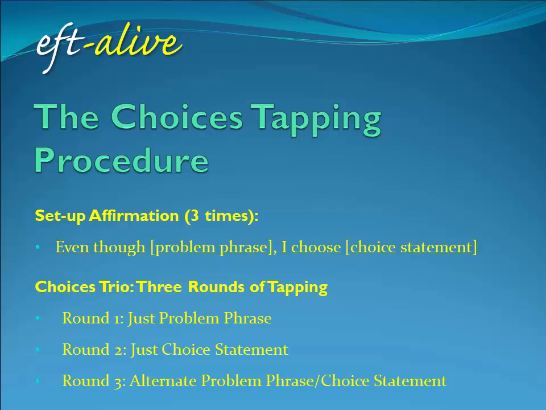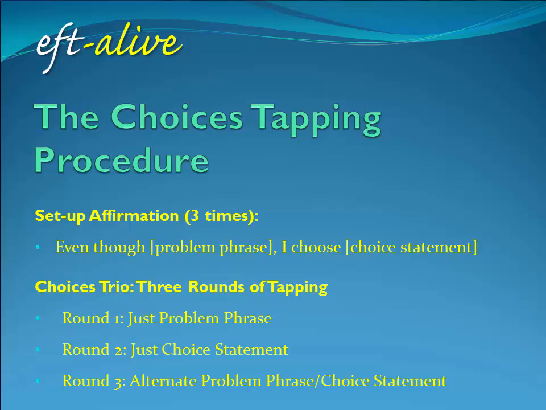If you're trying to shift a negative belief, then you measure negative beliefs by how true they feel in your gut on a scale of 0 to 10, where 10 is totally true and 0 is totally false. And you just keep doing choice trios until that negative belief came down to 0. And maybe the positive belief was a high number.